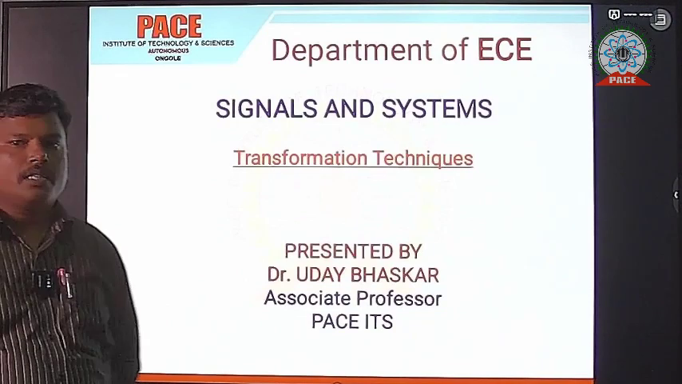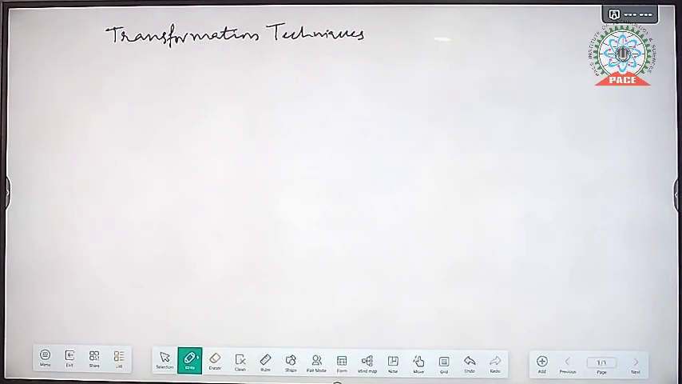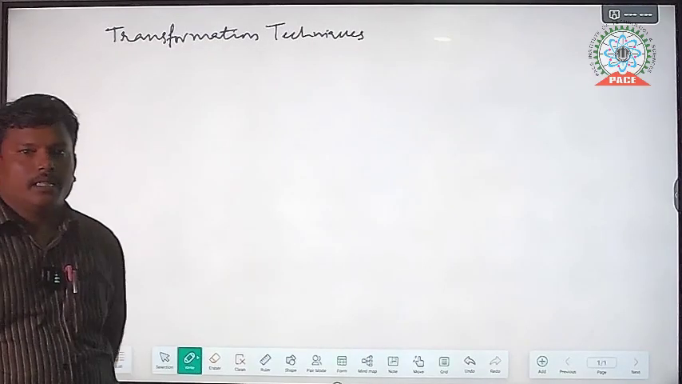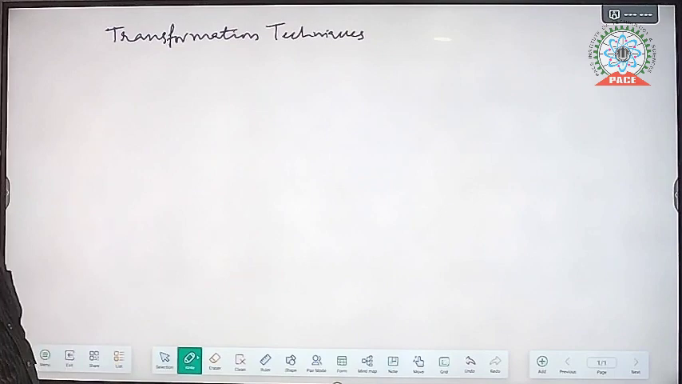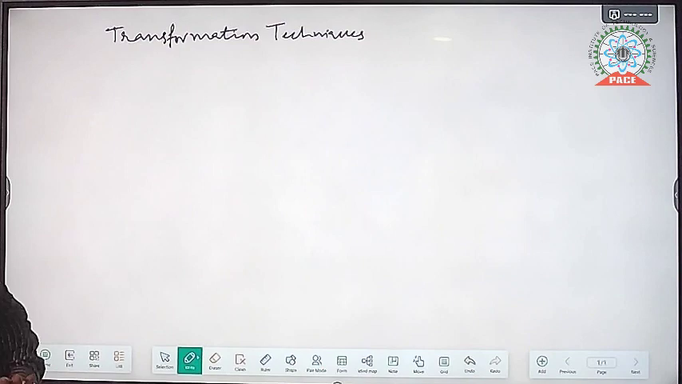So the topic is transformation techniques. Transformation techniques include Fourier transforms, Laplace transforms and Z transforms. What is the need for transformation?